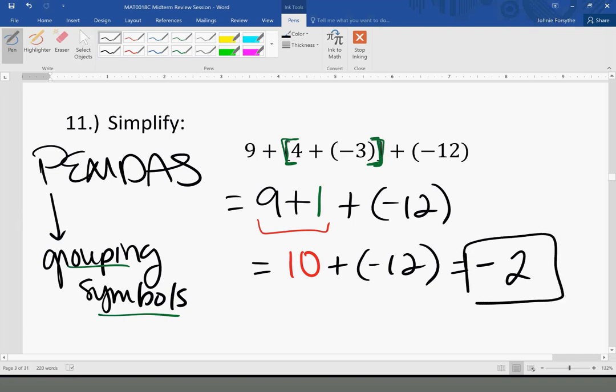You can also think about it like this. If you start with 10 and you add negative 12, by adding a negative, you're basically subtracting 12. That's what you're technically doing. And so 10 minus 12 would take you past 0 into the negatives, so the answer would be negative 2.